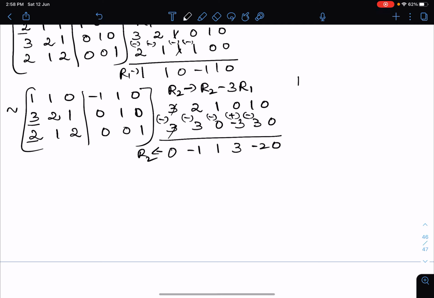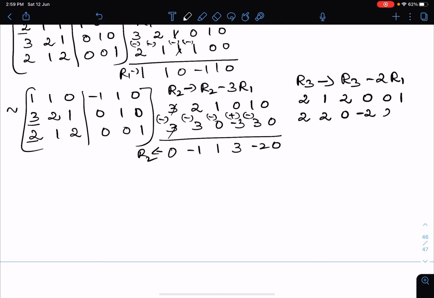Similarly, R3 you are going to change as R3 minus 2 R1. What is our R3? 2 1 2 0 0 and 1. 2 R1 is going to be 2 2 0 minus 2 2 and 0, and you are going to subtract, so change your sign. So this will get cancelled. 0 minus 1, 2, 2 minus 2 and 1. This is going to be our R3.